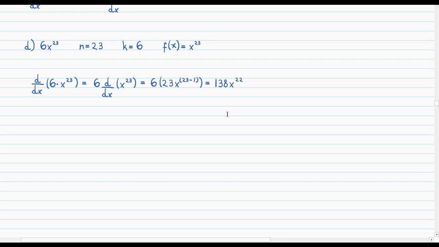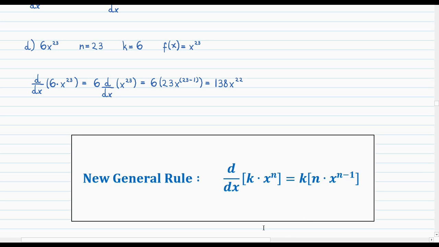A simple conclusion that can be made from rule 1 is that differentiating a function that's multiplied by a constant doesn't do anything to the constant. It just remains the same and multiplies whatever the function's derivative is. From this conclusion, we can combine the general rule and rule 1 to give a new general rule, which says that the derivative of a constant times x to the power of n equals the constant times, brackets open, n times x to the power of n minus 1, close brackets.